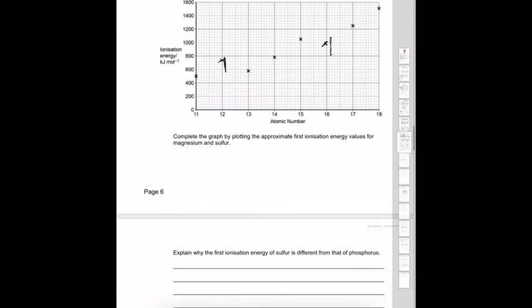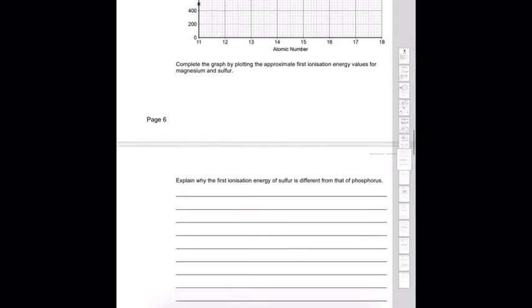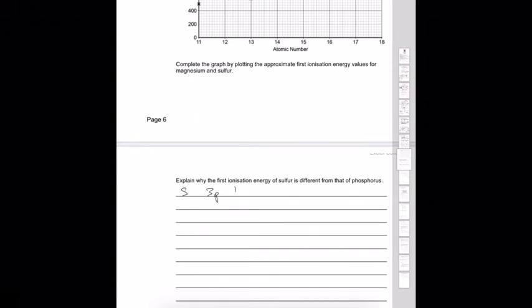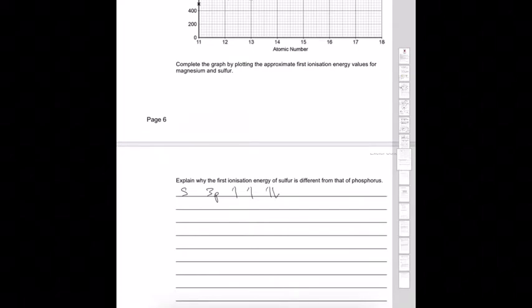Then we need to explain why the first ionization energy of sulfur is different from that of phosphorus. Well, it's all to do with the fact that sulfur has got an orbital with a pair of electrons in it. So it's worth putting down the electron arrangements. Here you are.